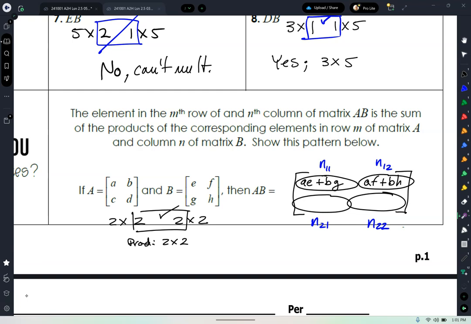Okay, why don't you do those two? Write in the letters that are going to form those multiplication problems. Go ahead. Put CE plus DG and CF plus DH. Good?